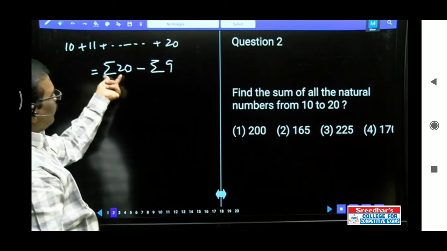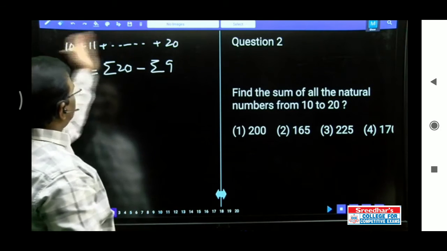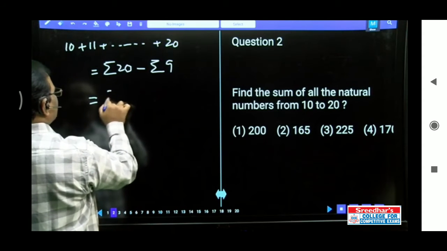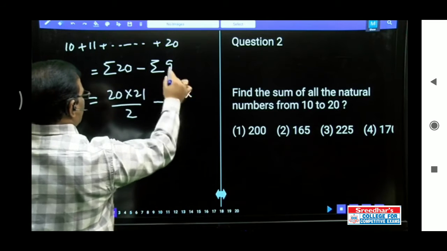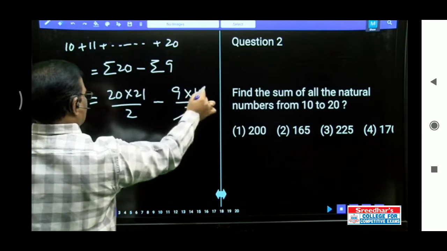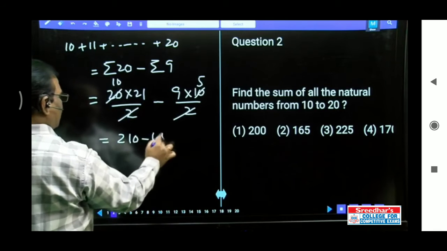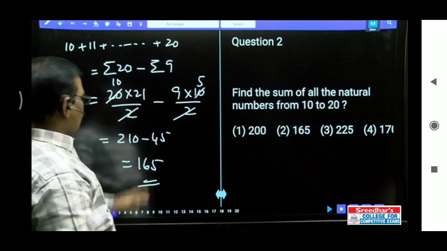What is sigma 20? The sum of all the natural numbers from 1 to 20. If we subtract the sum of all the natural numbers from 1 to 9, that gives 10 to 20. Using the formula n into n plus 1 by 2 minus n into n plus 1 by 2 applied for 9, we get 20 into 21 by 2 minus 9 into 10 by 2. Here 10 times 21 is 210, minus 45, that is equal to 165. Therefore the sum of all the natural numbers from 10 to 20 is 165.